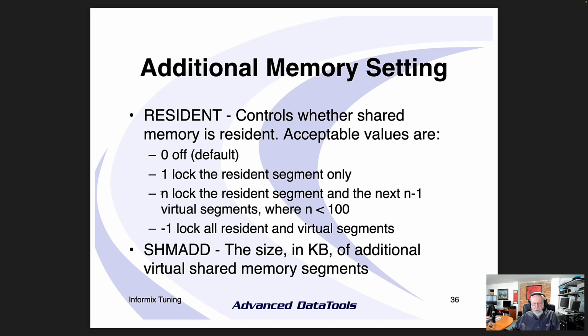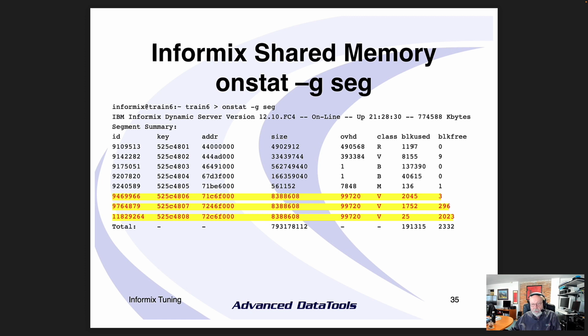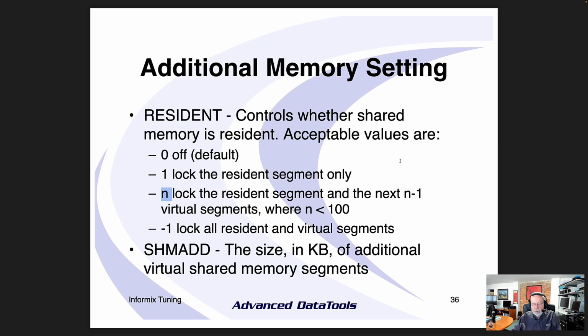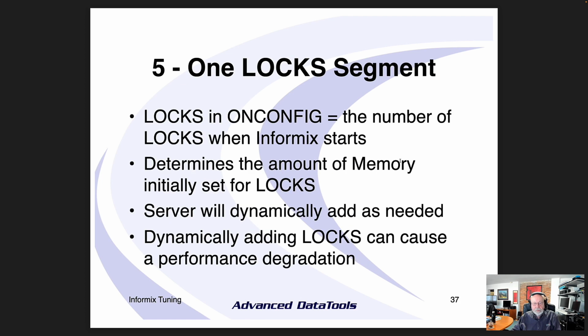I think a good number is to look at your virtual segments, and in this case I would make it 1, 2, 3, 4, 5. It will get the first 5 segments locked in memory. That way, if any other virtual segments do get added, they won't cause a huge lockup in memory. The other key parameter is shared memory add.